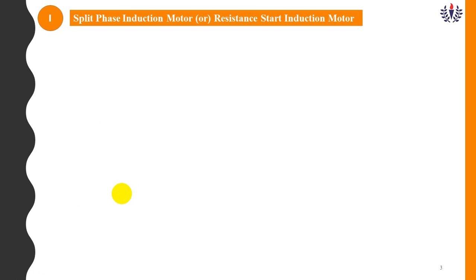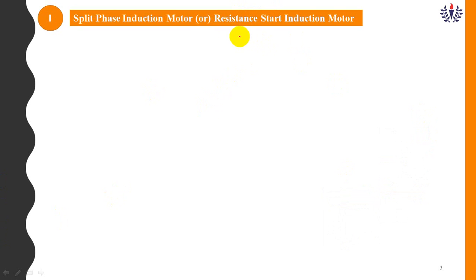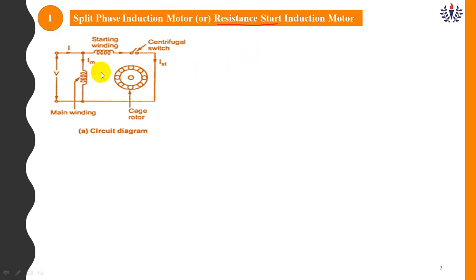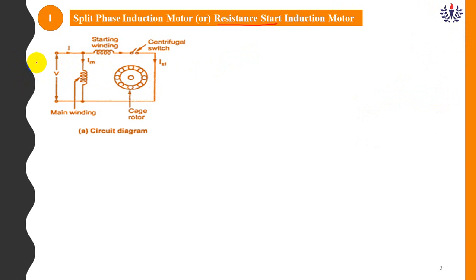Now the first one, split phase induction motor. The other name of split phase induction motor is resistance start induction motor. You see the circuit diagram. In this circuit diagram, we are giving a single phase voltage. Maybe you can say it will be 220 volt and 50 hertz supply.